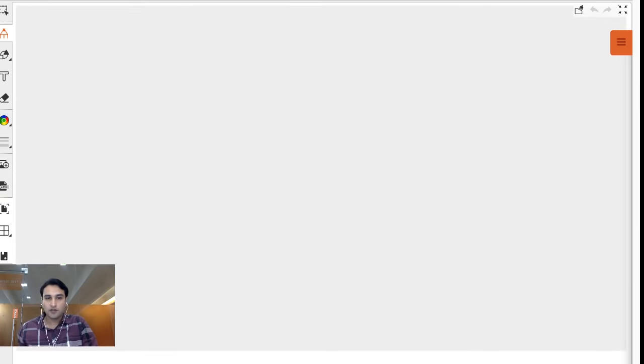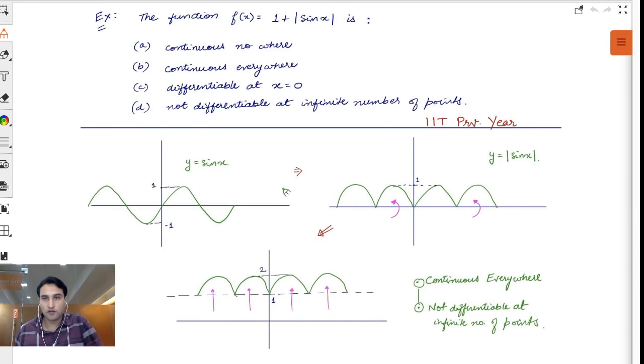How? Let me show you. Just a quick revision of the same thing. Y equal to sin x. Mod sin x, the negative comes up. And when you did mod sin x plus 1, what happened? The entire graph shifted up by 1. Okay. So here it is 1, here it was 2. So this portion came here and this portion reached there. So the entire graph shifted up.